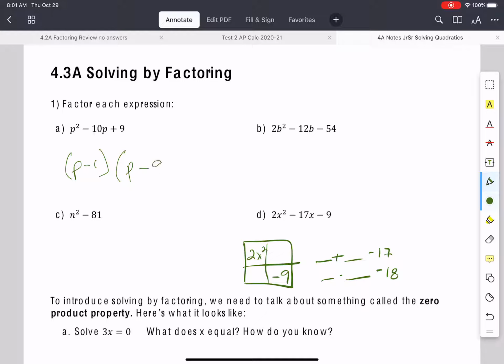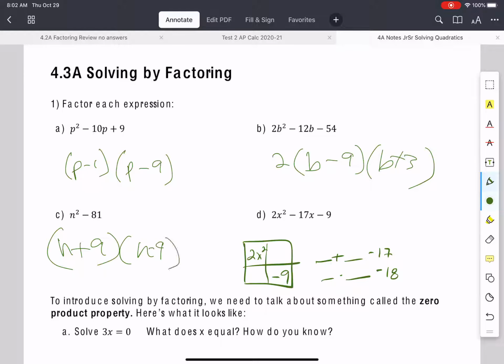Okay, so think about it. What numbers are going to add to negative 17, but multiply to negative 18? Positive 1 and negative 18. There we go, good. So I do 1x, negative 18x, and then pull out my GCFs. And my factoring is 2x plus 1 and x minus 9.